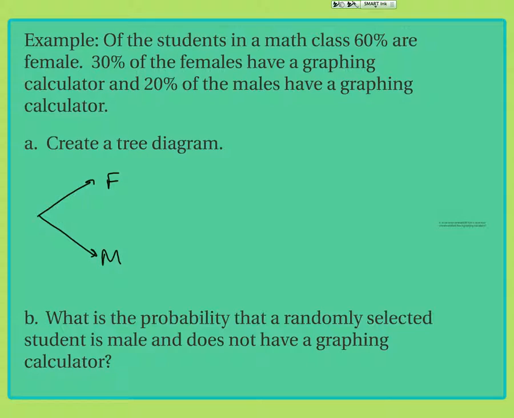After that, they're divided into they have a graphing calculator or they do not have a graphing calculator. So let's say that G is graphing calculator and N is no graphing calculator. Or you can write a full word, there's nothing stopping you if you don't like my notation. Write something that makes sense to you. And then the males are also split up that same way, where they either have a graphing calculator or they don't.